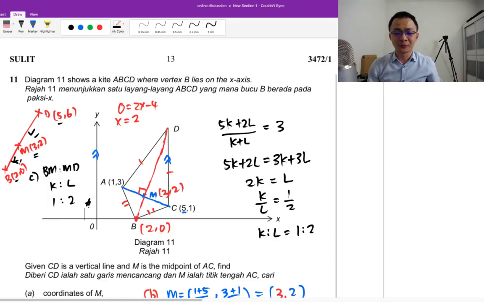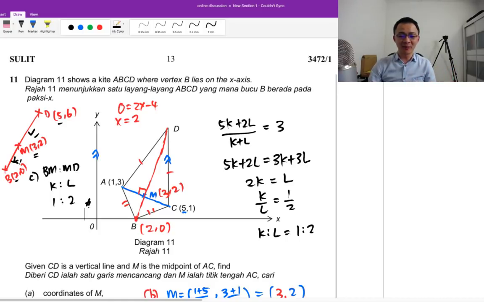Okay, so I hope you can understand this one. Let me move on. I will not reply to any question which is not related to this paper yet. Anything we can discuss after this paper.